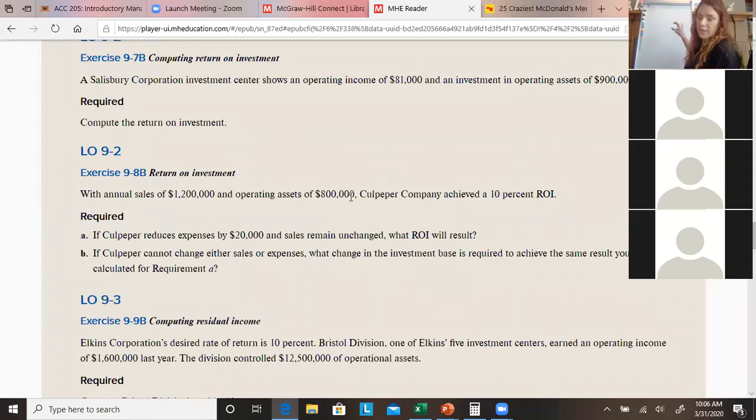So the first step would be to figure out what your operating income is. Operating income, if you break that formula down, it's just your operating assets times your ROI. So in this case, our operating assets is 800,000 times the ROI of 10%. So 80,000 before part A is our operating income.